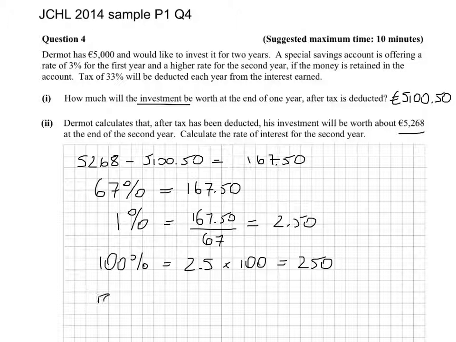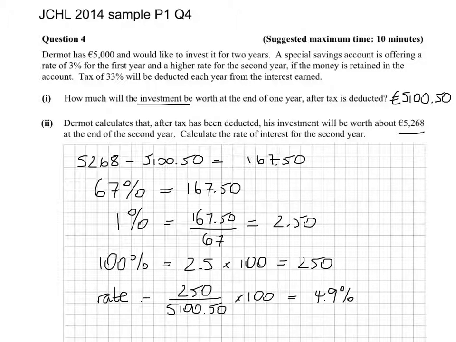Therefore, the actual rate of interest is going to be the interest divided by the original amount. So this is the amount at the beginning of the second year. And when you work that through, you find it, to one decimal place, to be 4.9%.